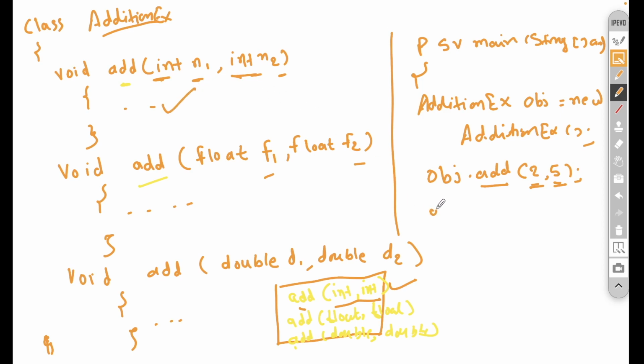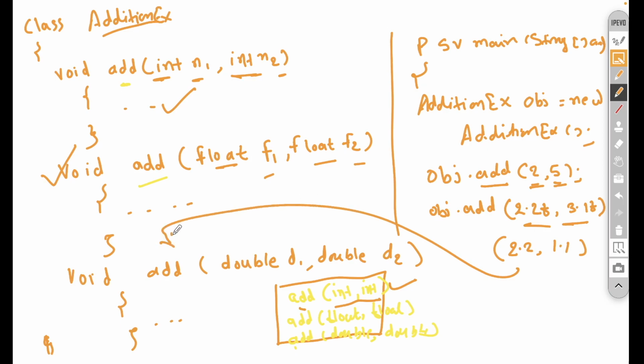Now if I pass object.add with 2.2 float comma 3.1 float, here I am passing both values of type float. So it will check for the method having parameters of type float, go to that method, and that method will get called. If we pass double parameters, let's suppose 2.2 and 1.1, then it will call the method having double and double as parameters.